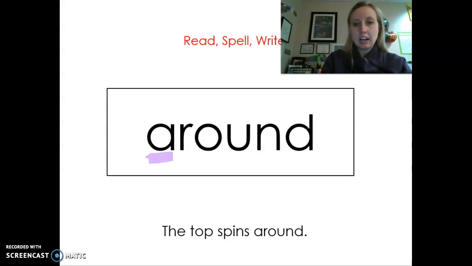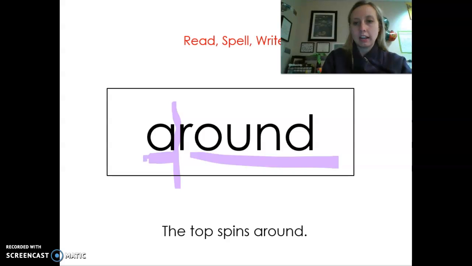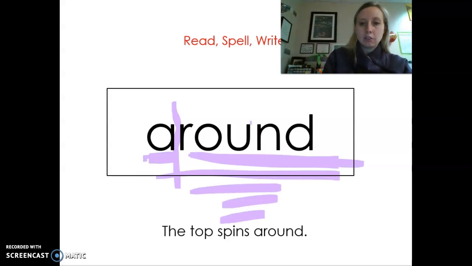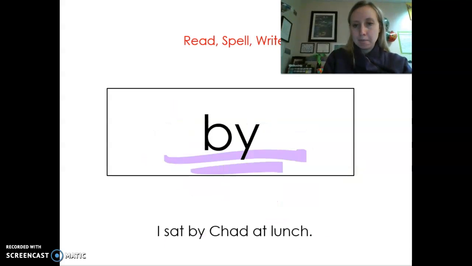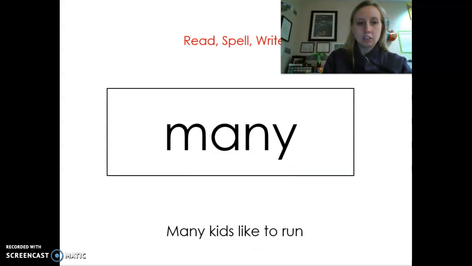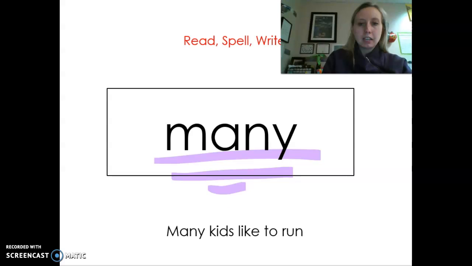Okay, here are our high frequency words. This is round. It actually is a compound word, round. Okay, 5 times. Around, around, around, around, around. The top spins around. By, by, by, by, by. I sat by Chad at lunch. Many, many, many, many, many. Many kids like to run.